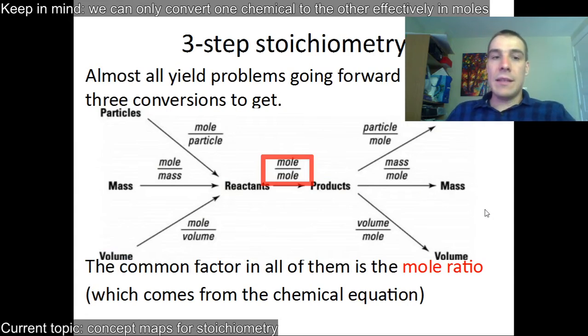So that's 3 steps. I call this 3-step stoichiometry. Step 1, step 2, step 3. It's pretty much always 3 conversions, whichever way you want to go through it. But we can't avoid that middle step. Most important step. That's the one that requires the reaction.